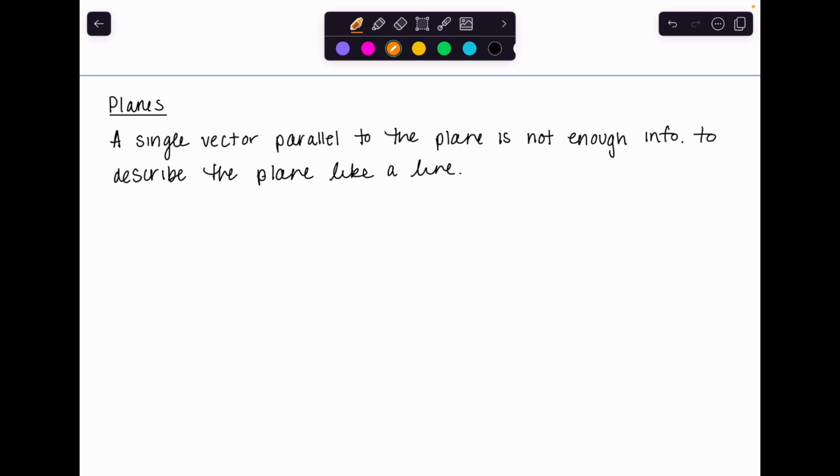I need a point that the plane passes through, and I'm going to need a vector that's orthogonal to the plane. So although one parallel vector will not be enough information, a vector orthogonal to the plane is enough.